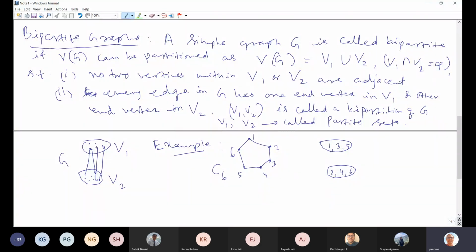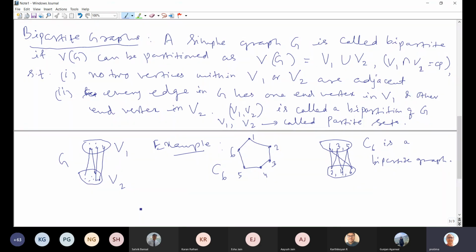1 is adjacent to 2, 2 is adjacent to 3, 3 is adjacent to 4, 4 is adjacent to 5, 5 is adjacent to 6, 6 is adjacent to 1. This is what you see in C6. We can draw this C6 like this, so therefore C6 is a bipartite graph. Fine. What happens to this?